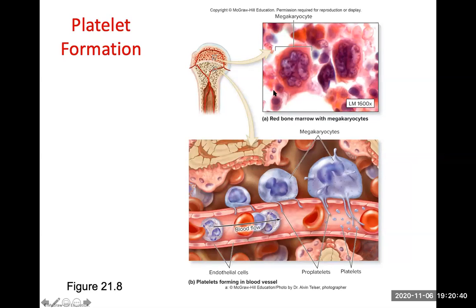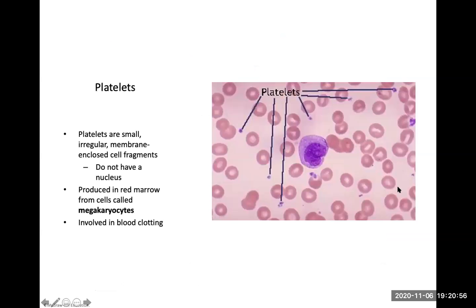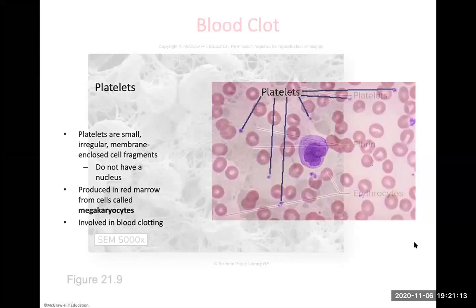So here's a look at where platelets are formed in the red bone marrow. You can see here the megakaryocyte under the light microscope, and the megakaryocyte will be connected to a blood vessel, and pieces will break off of the megakaryocyte, and those are the platelets. They're small, irregular, membrane-enclosed cell fragments. They do not have a nucleus. They're produced in red bone marrow from cells called megakaryocytes, and they are involved in blood clotting. And you can see them here.